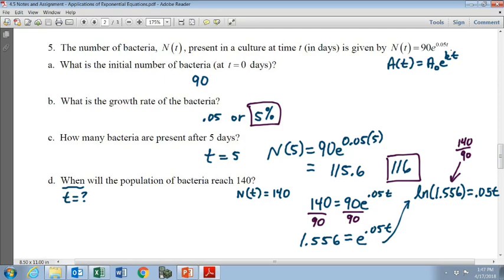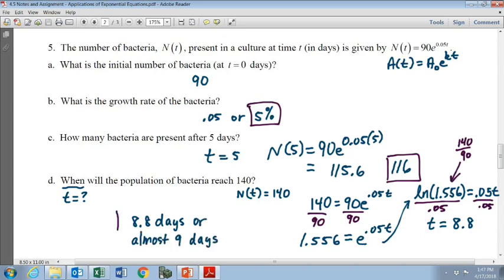Let's go ahead and divide by 0.05 on each side. And so if you throw that into your calculator, you should get about 8.8. All right, so that's 8.8. Let's see, this was days, or almost 9 days. It's really pretty close. Either of those answers is fine. Let's go ahead and move on to our last example.